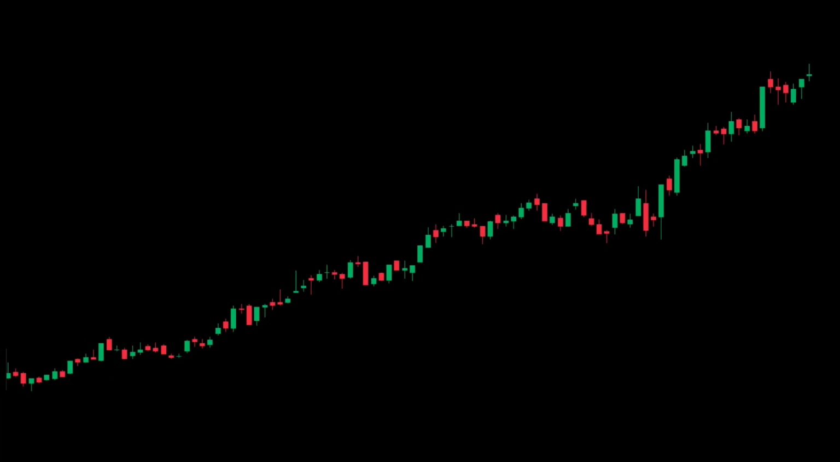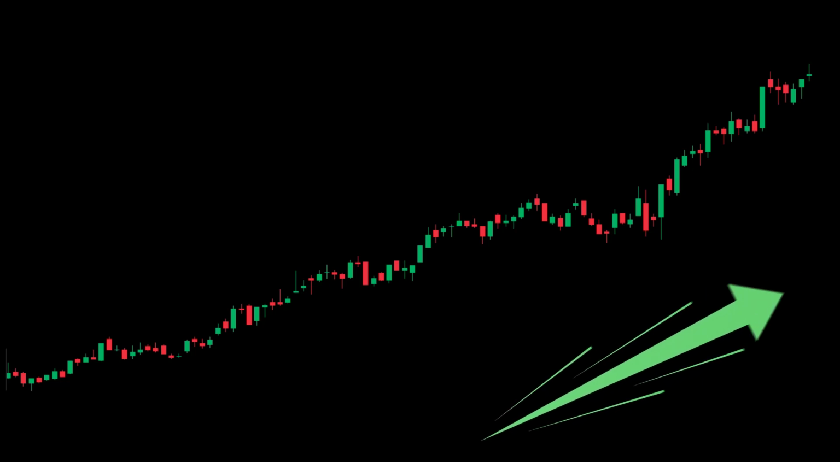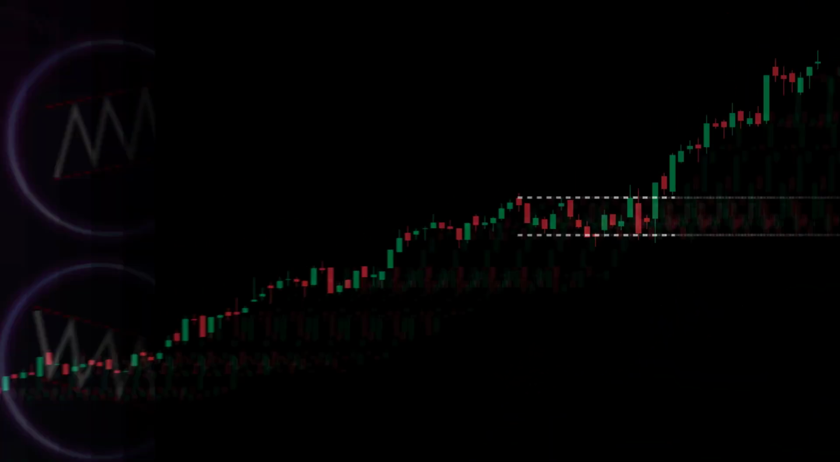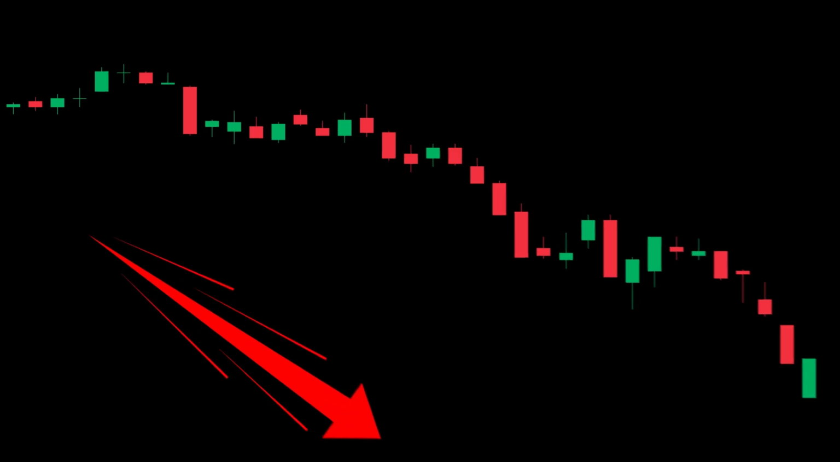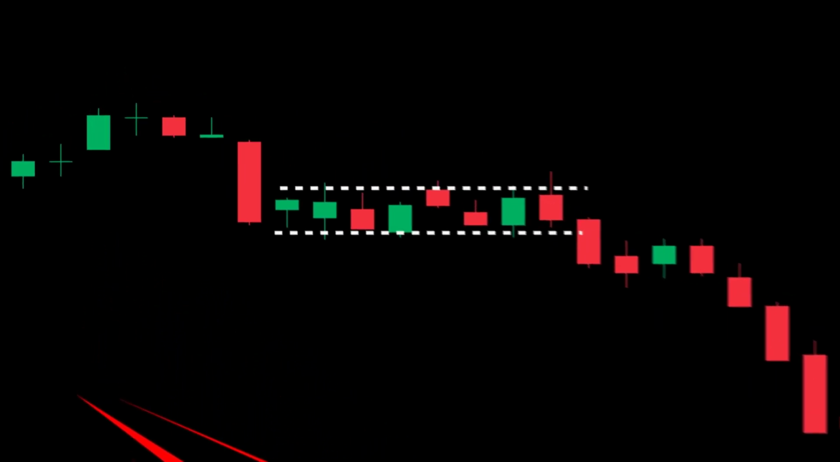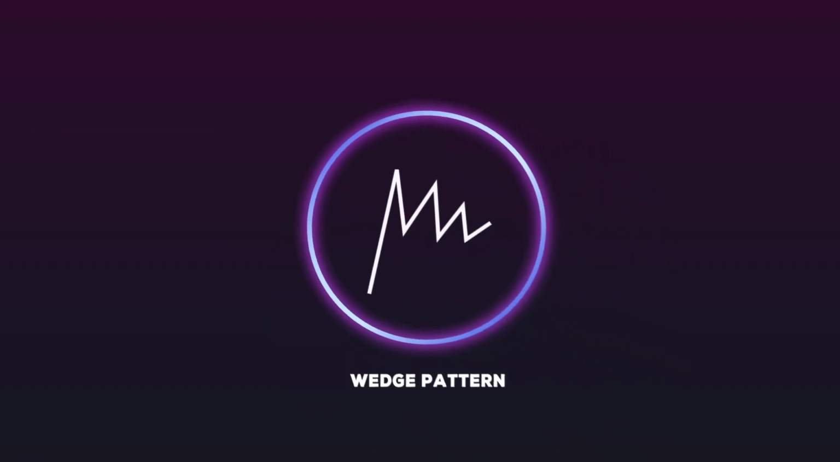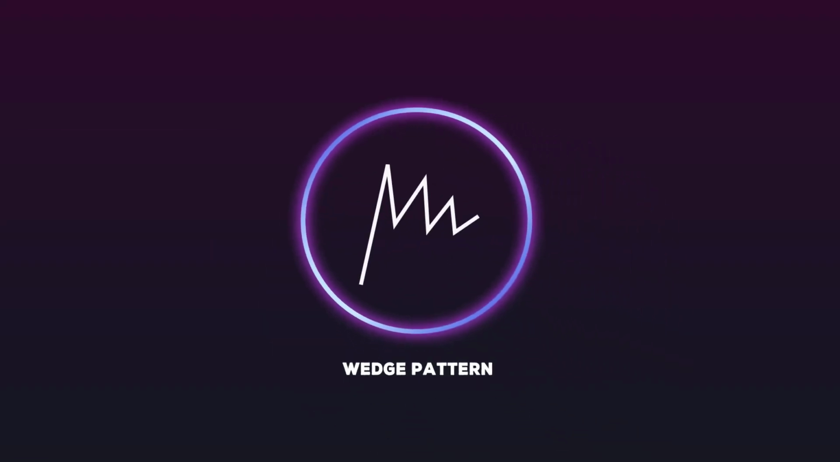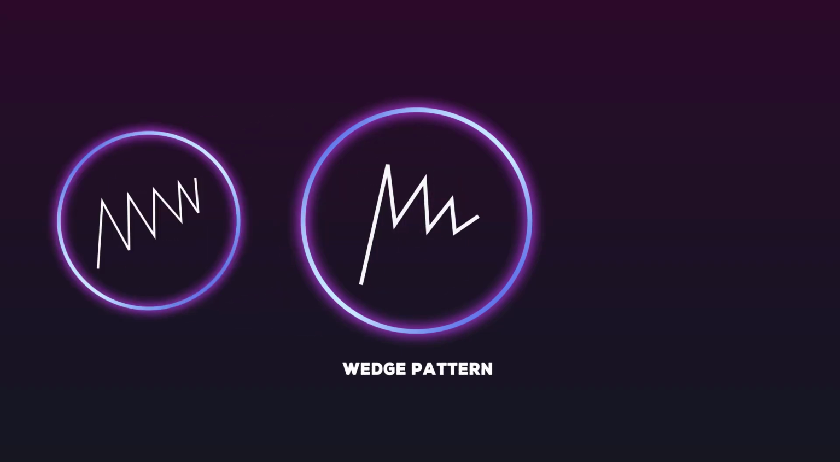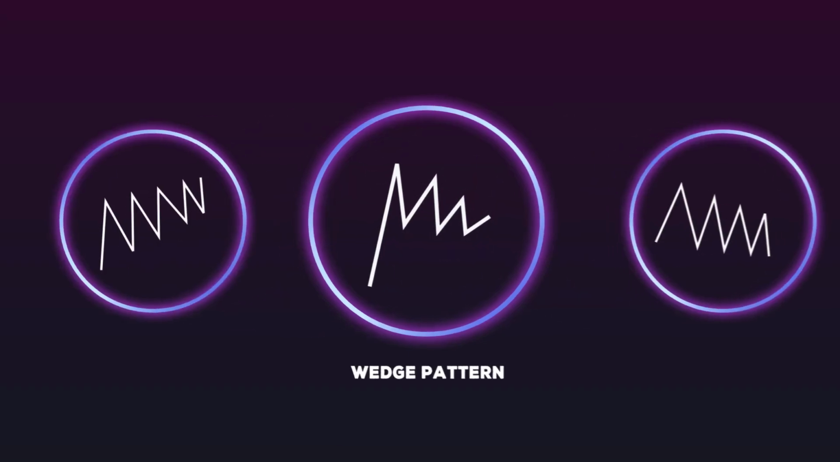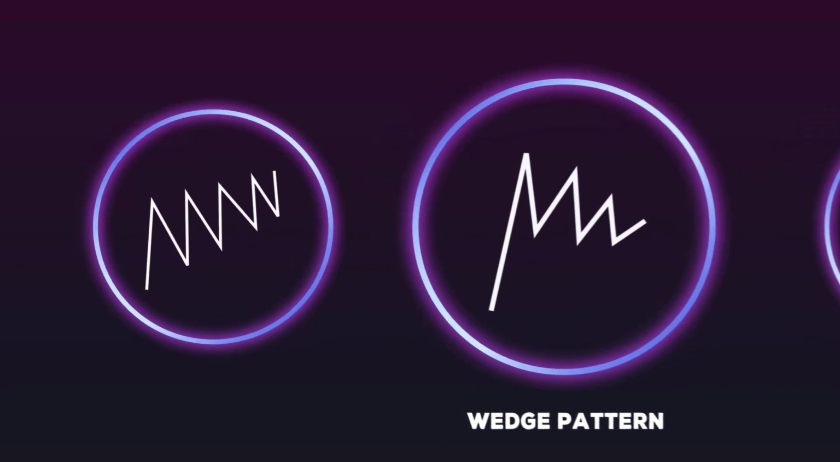In a bullish market, after a strong rally, the price may enter a horizontal channel. In a bearish market, after a sharp drop, the price can also form a horizontal channel during consolidation. Now let's continue with the next pattern, the wedge pattern. There are 2 variations, the rising wedge and the falling wedge. Let's start with the rising wedge.